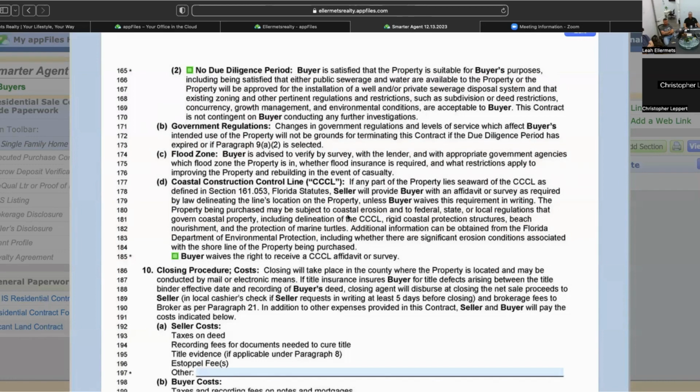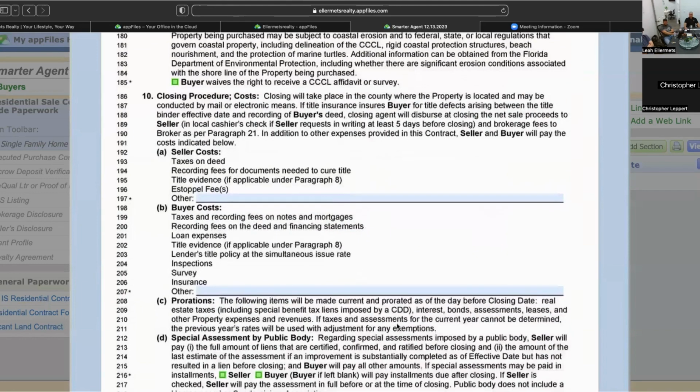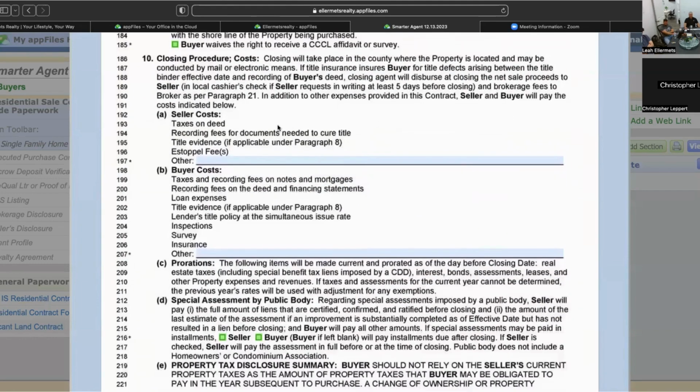So coastal construction control line. Again, you can find out very quickly whether or not the property is in that area, and you should get an affidavit or a survey based on this if you're within that boundary. But buyer can go, nope, don't care, I want to buy it, and or I did it ahead of time, I'm good. Okay.